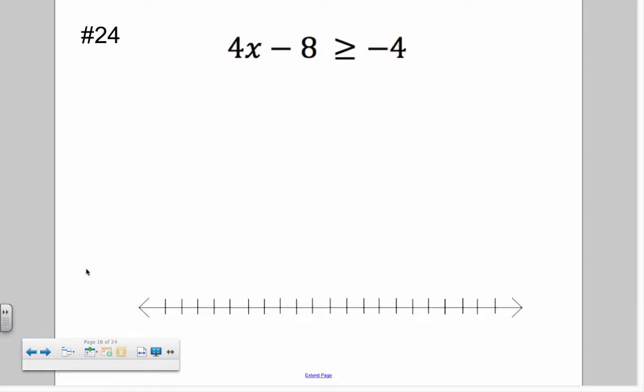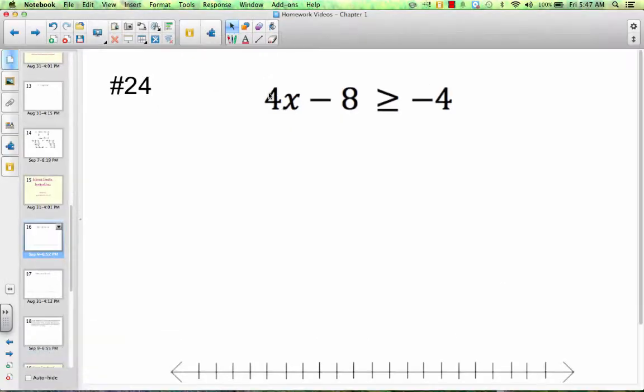So I'm given the inequality 4x minus 8 is greater than or equal to negative 4. And when I'm solving inequalities, I'm really approaching it the same way I would solve a regular equation. I'm just going to solve for x, but I'm doing the order of operations. So here I'm going to undo my adding and subtracting first. So I'm going to add 8 to both sides.